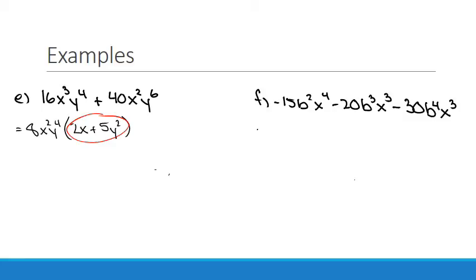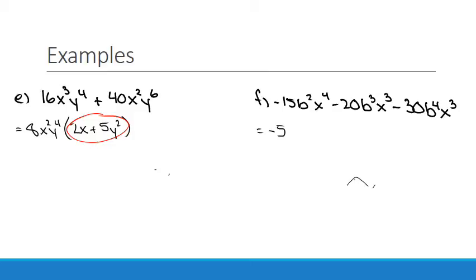Okay, F. I see 3 terms. I see each one's negative, so I'm going to say negative. 15, 20, and 30. What jumps to my head is 5 right away, because 5 times 3 is 15, 5 times 4 is 20, 5 times 6 is 30, so negative 5.